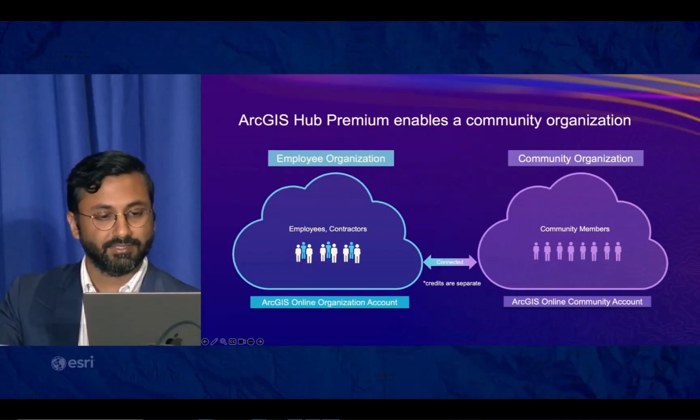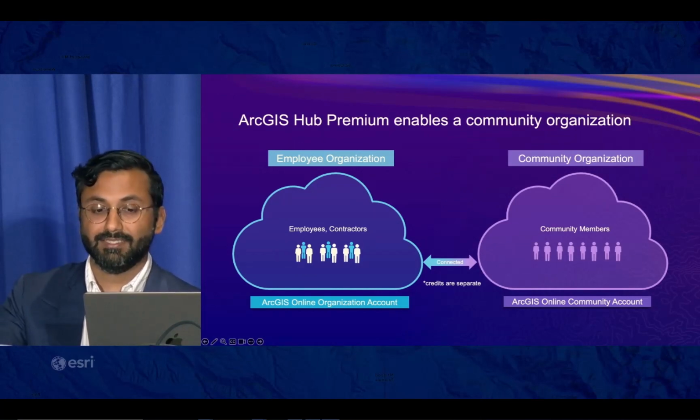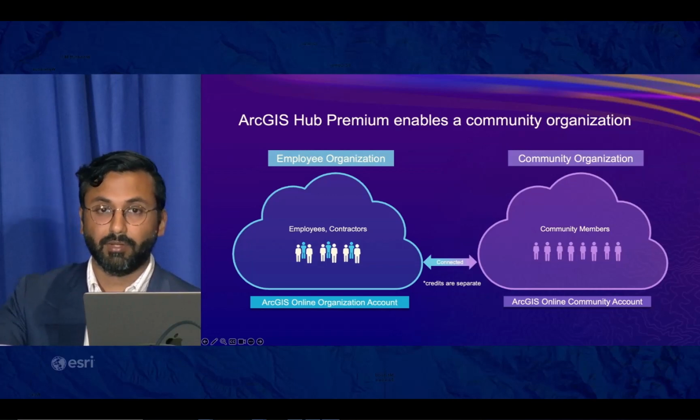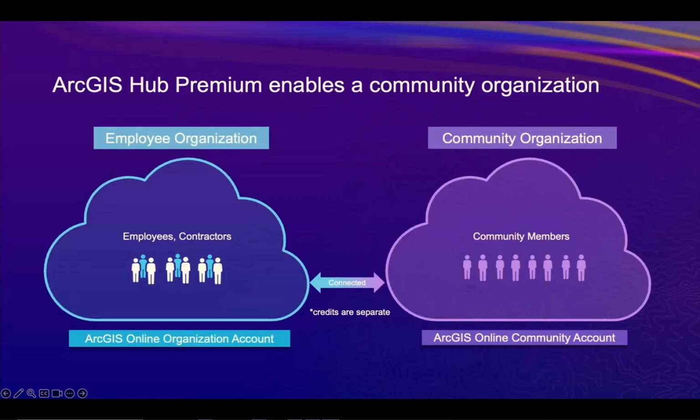But if you've purchased Hub Premium, you get a second organization for your community, however you define community, whether those are partner organizations who don't have ArcGIS Online licenses themselves or members of the general public. You get to decide. This creates a permeable barrier between you and your community. Content and users that are private within your employee organization will remain that way, but you'll be able to share content and collaborate with community users very easily. And even better, you will be able to administer and manage your community with their own pool of user licenses and credits they're not pulling from your original org.